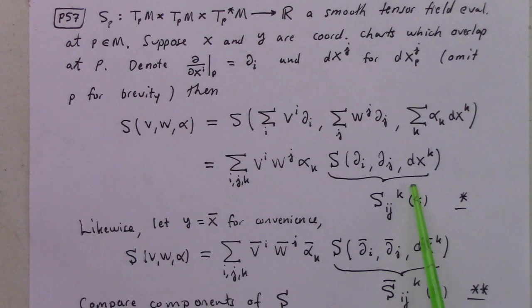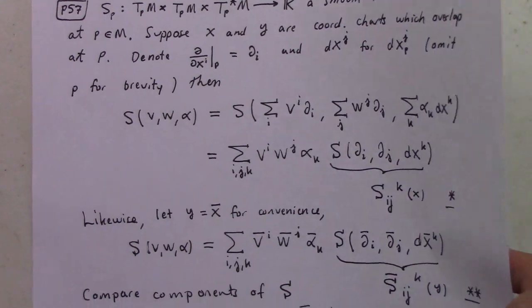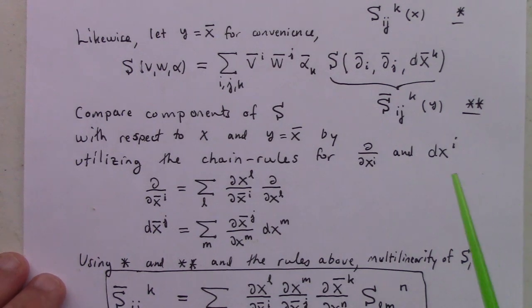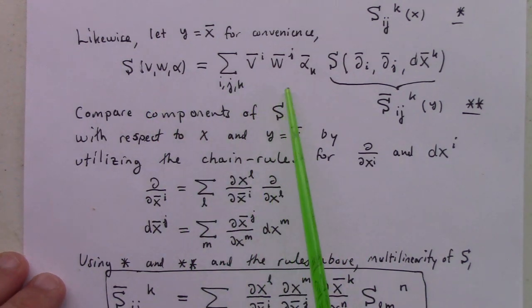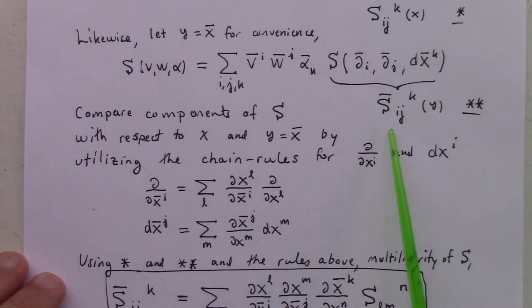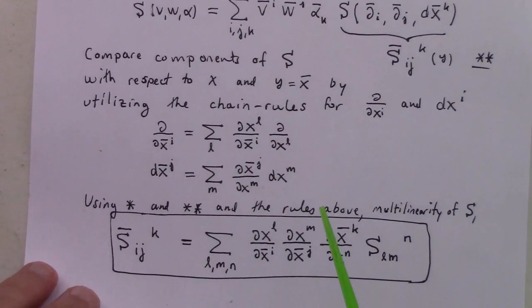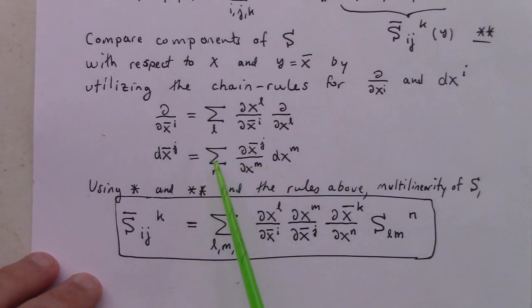Now, if I did the same song and dance for the y-coordinate chart, I decided to switch my y to an x bar just for the sake of the bar coordinate scheme here. Then I'd get this formula in the same way. And that would define the S bar ijk components, right? And then to relate these two components, it all basically boils back down to the chain rule. The chain rule tells us how to relate partial derivatives with respect to one coordinate system and differentials with respect to one coordinate system and another. They transform inversely, actually. These are inverse matrices, truth be told.